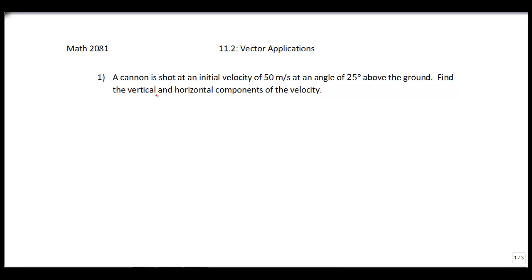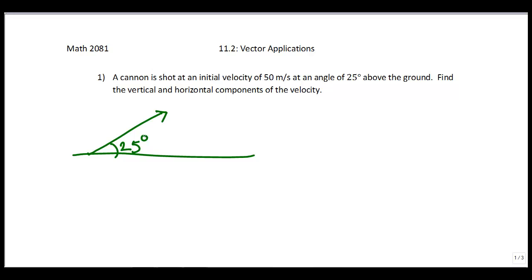The first one says a cannon is shot at an initial velocity of 50 meters per second at an angle of 25 degrees above the ground. We want to find the vertical and horizontal components of the velocity. So what we've got going on here is some kind of cannon. Here's our ground. We're shooting off some projectile with the cannon. This initial angle is 25 degrees here.